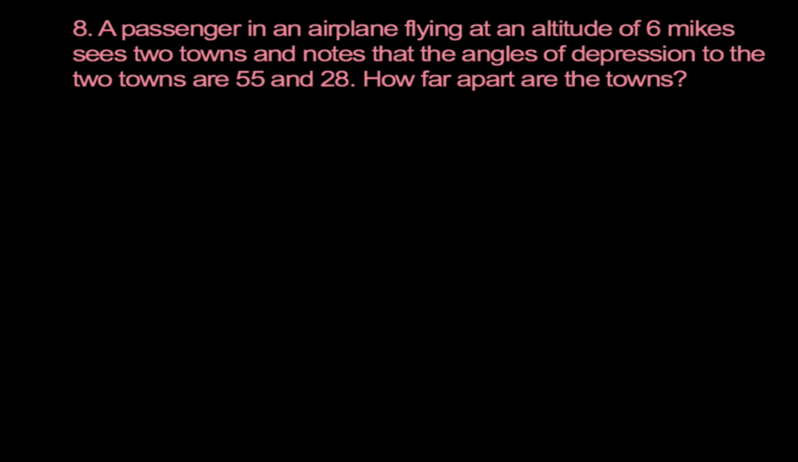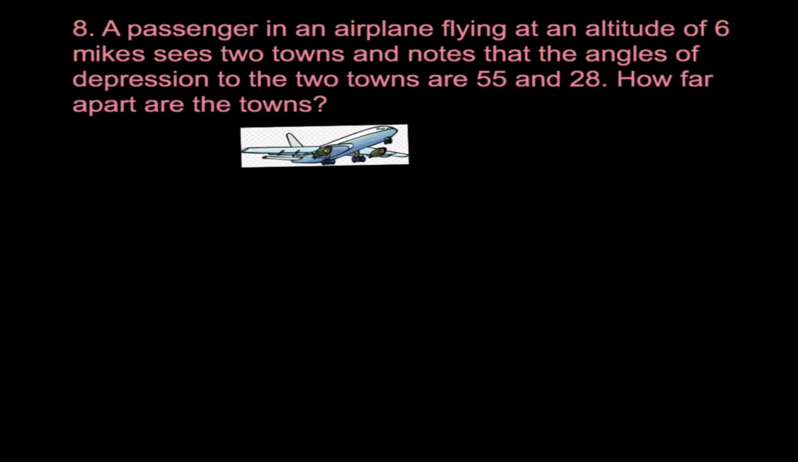Number 8 says a passenger in an airplane flying at an altitude of 6 miles, I wrote mics, it should be miles, sees 2 towns and notes that the angles of depression to the 2 towns are 55 degrees and 28 degrees. How far apart are the towns? And there are actually 2 different ways we could do this problem, so I'm going to do it twice.